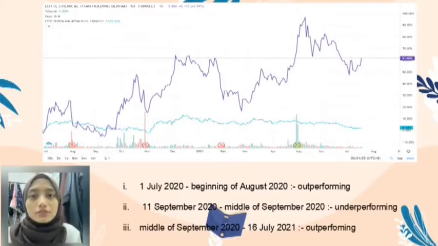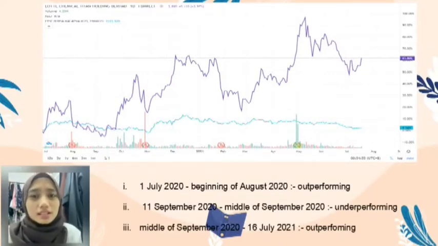So, starting 1st July 2020, as we can see, until the beginning of August 2020, the purple line is going up and crosses above the blue line. It indicates that LCTITAN is outperforming and the price is higher than the FTSE BM KLCI.